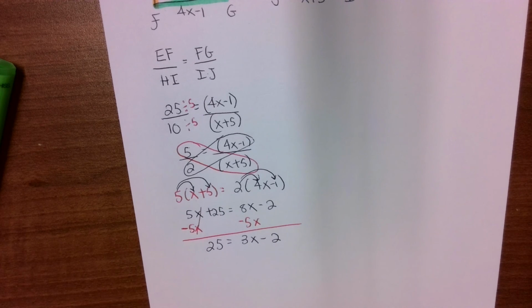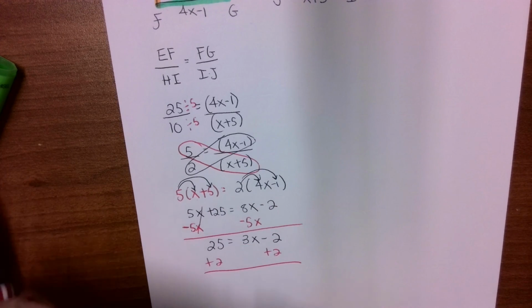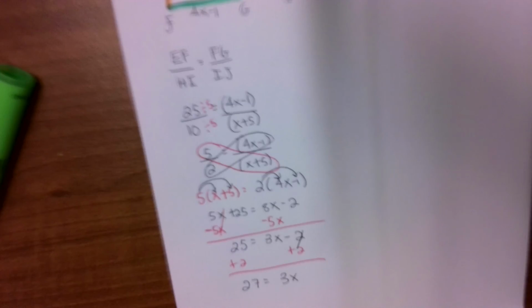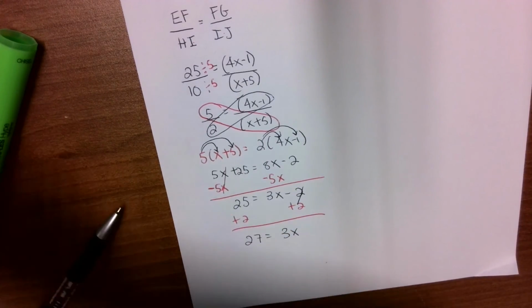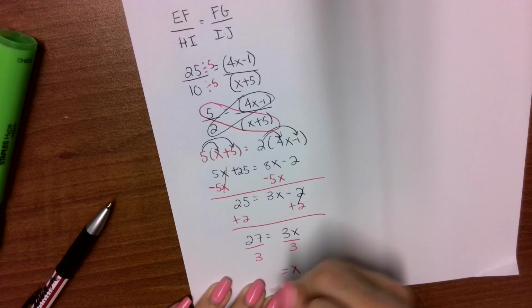And then we're going to go ahead and solve for x. So you have to add 2 on both sides. So you'll have 27 equals 3x. And the last step would be dividing by 3. So that means x is equal to 9.